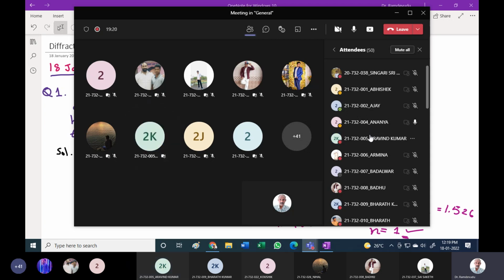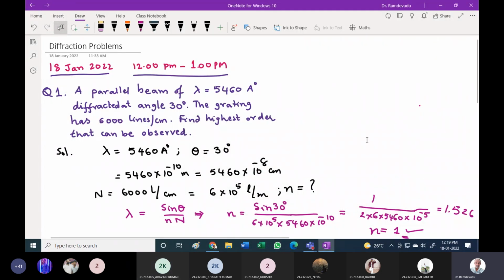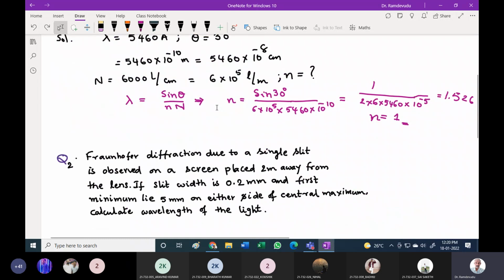Always keep the n value lower, don't truncate it to a higher value. Okay. So by solving, if you get an n value of, suppose, 4.62, write only order 4. If you are getting 4.999, also order 4 only, you have to write. So if you are getting 5.2 or 5.01, the fifth order can be seen. That is the value you have to answer. And go for the next question. Next question is this.